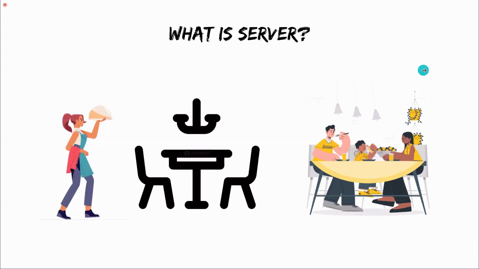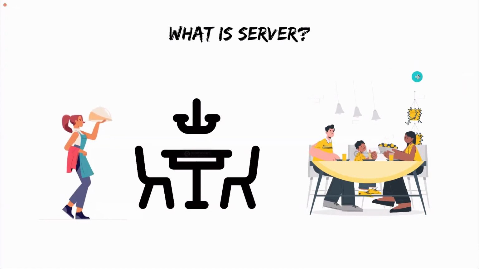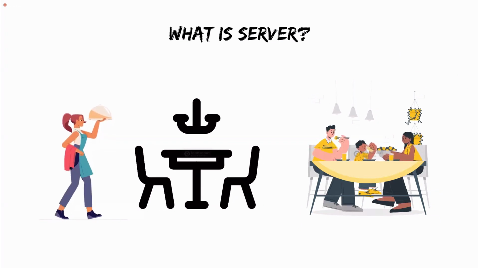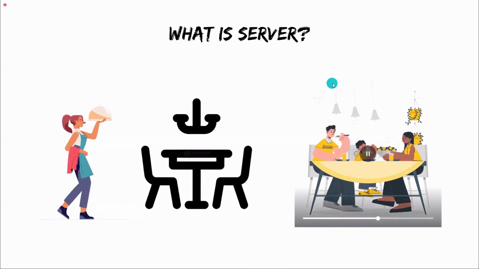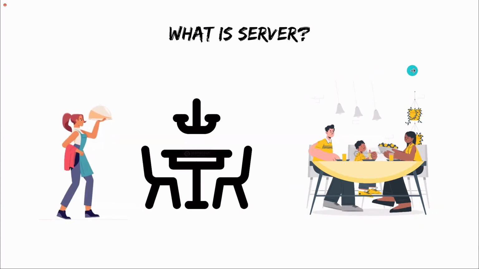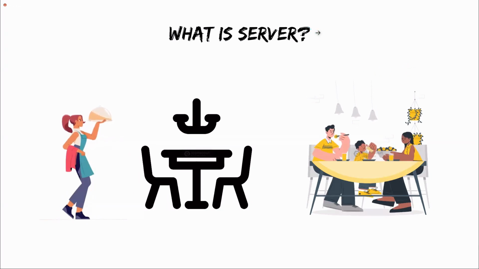For example, this is my family. This is me, this is my child, and this is my wife. Just for understanding, I don't have any wife. We all went to a restaurant together, and there we saw the menu card.